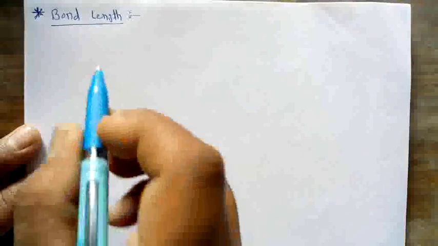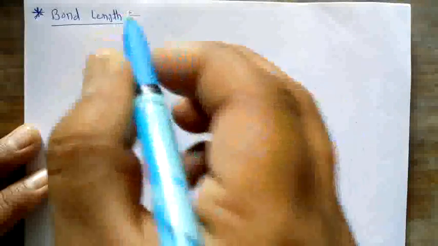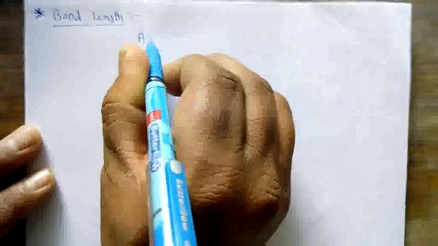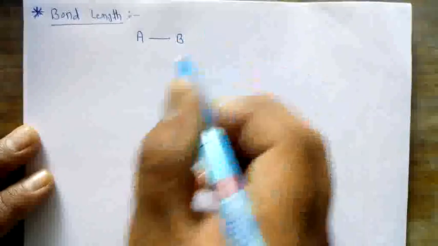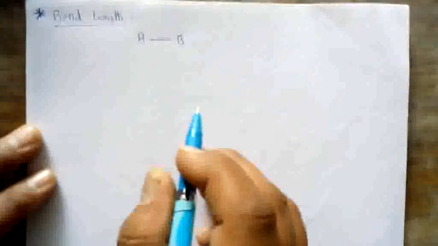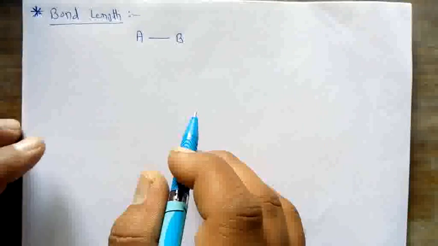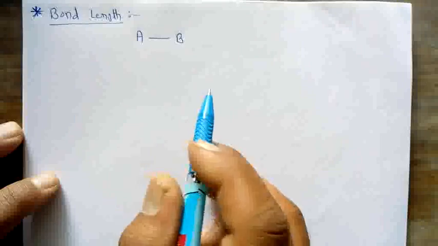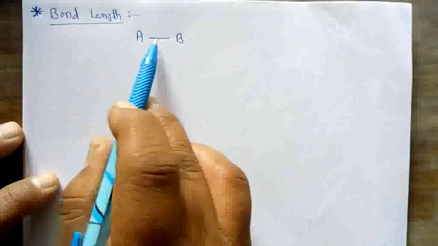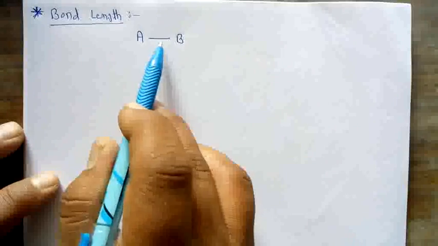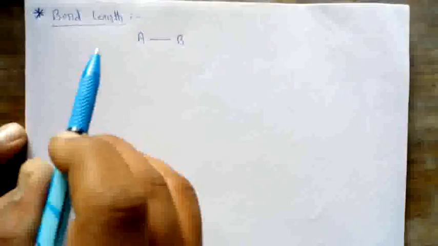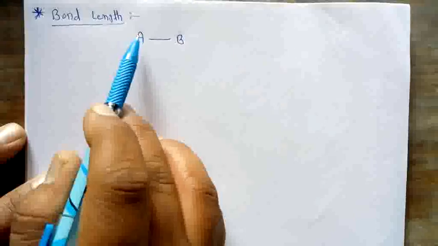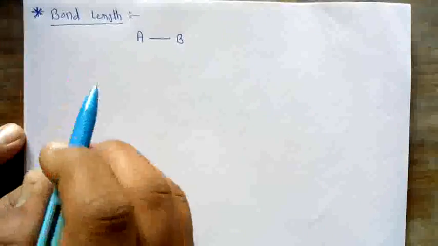So if we consider a general example of a molecule, suppose AB is a molecule, A single bond B. Whenever these two atoms in a molecule get joined by a particular chemical bond, suppose a covalent bond is present between this atom A and B, whenever we say the bond length of molecule AB, then what is the meaning of this particular bond length, that we have to study.